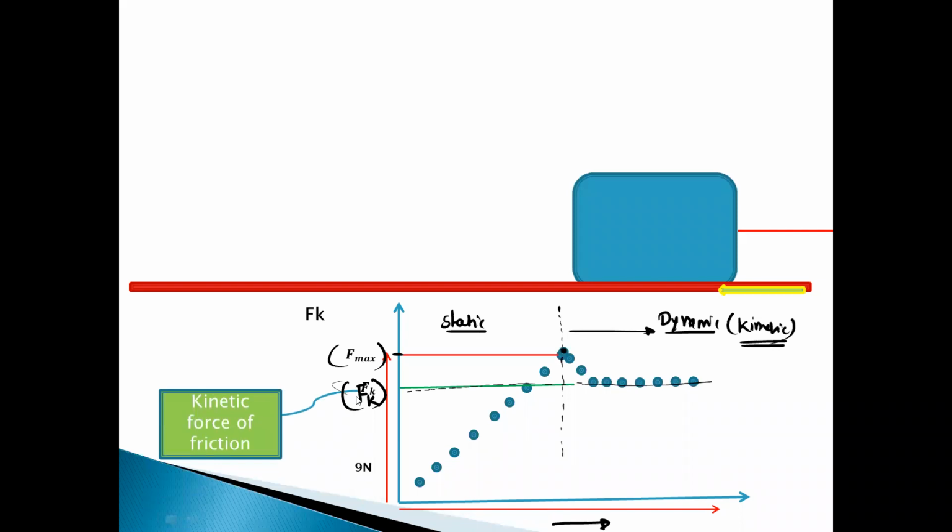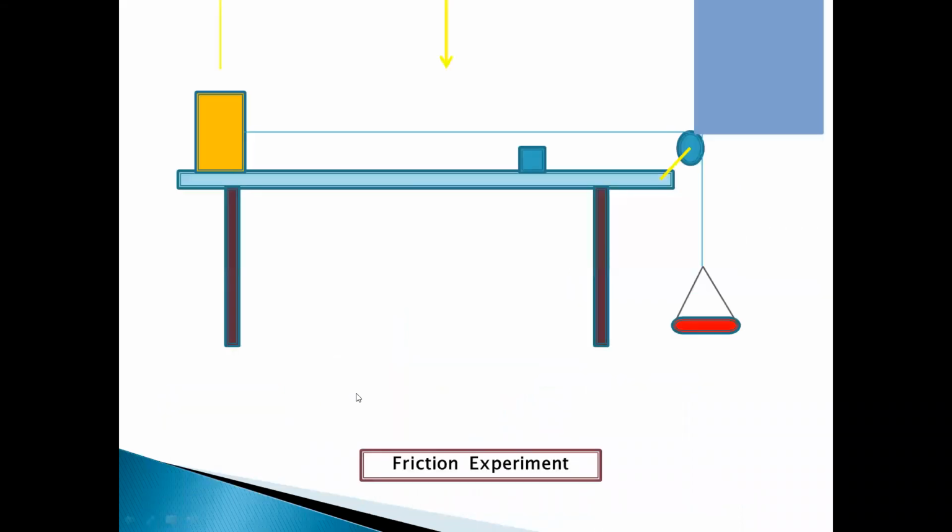So this is the kinetic force of friction. Here you can observe that motion, that is, the static region and the kinetic region. So this is one animation. Just let me draw the graph. Here we have the friction force, and this is the external force.